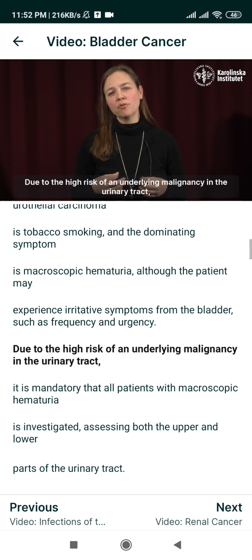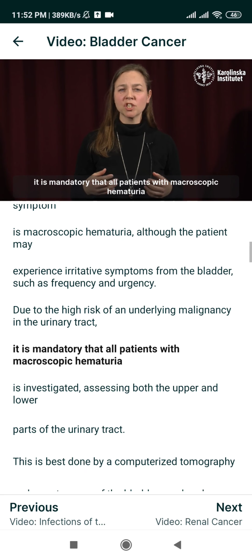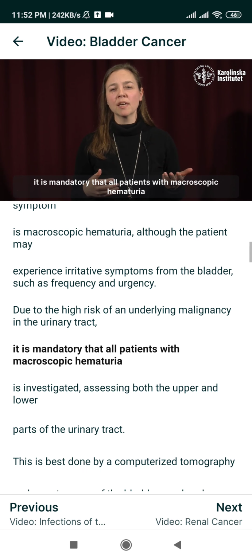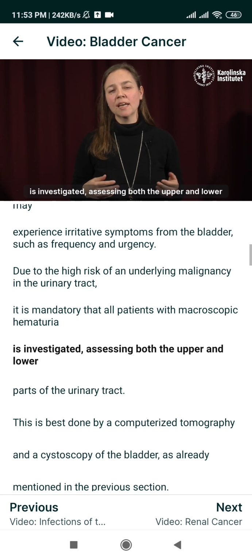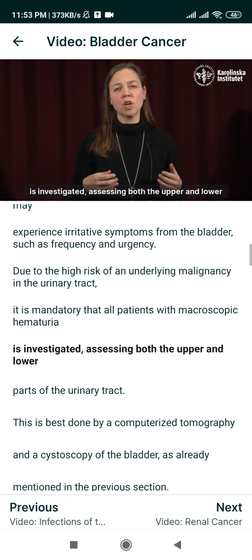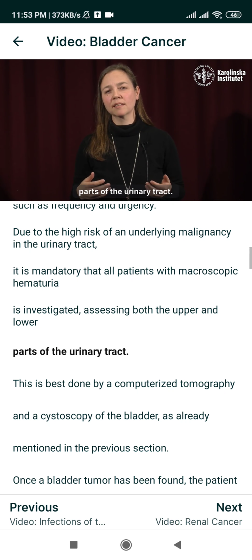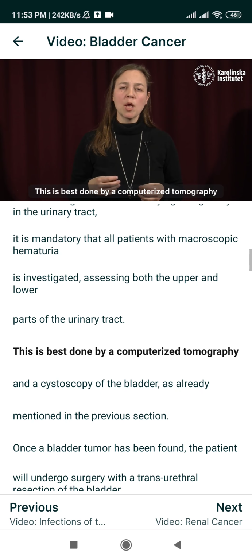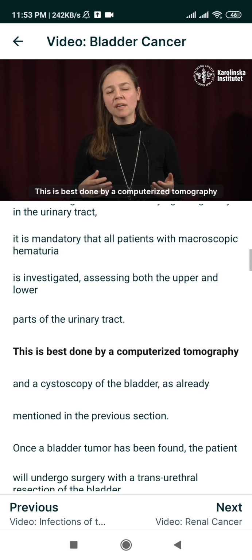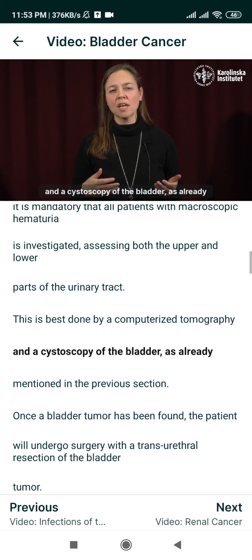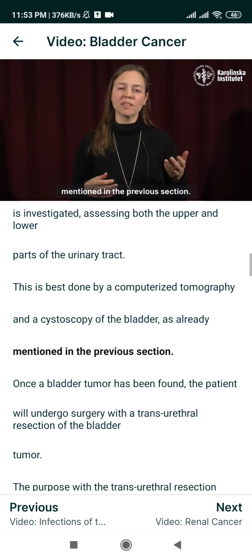Due to the high risk of an underlying malignancy in the urinary tract, it is mandatory that all patients with macroscopic hematuria are investigated, assessing both the upper and the lower parts of the urinary tract. This is best done by a computerized tomography and a cystoscopy of the bladder, as already mentioned in the previous section.